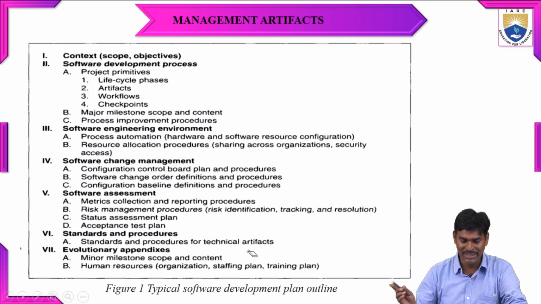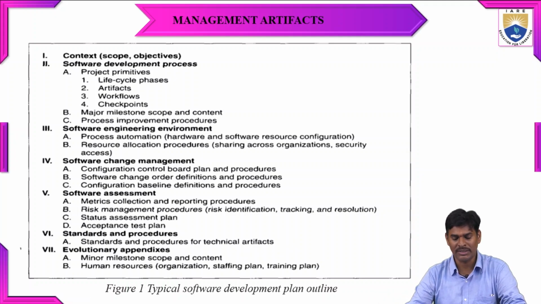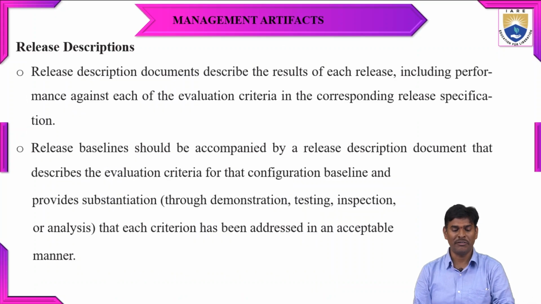And also the last one is human resources, like organization. What the different types of organizations are, the staffing plan, and the training plan. Because each and every employee or developer needs to be motivated and trained on how to update their skills. So these are the main typical elements of a software development plan for developing the software.